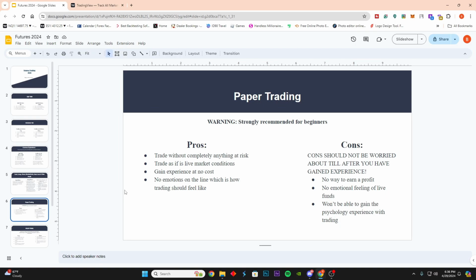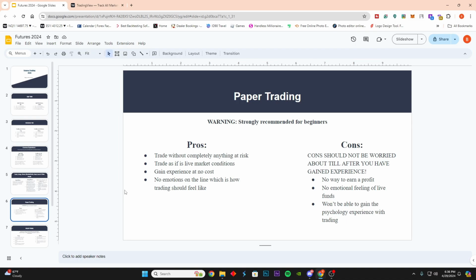Now looking at the cons, again, this should not be worried about until after you have gained experience. So this is more for the intermediates, people that have been trading for a while, which again, I'm not telling anyone to trade with live funds.